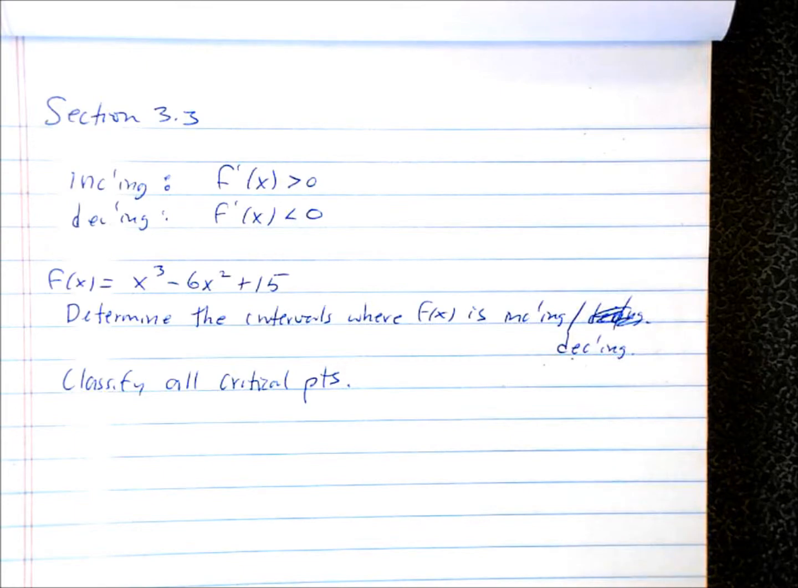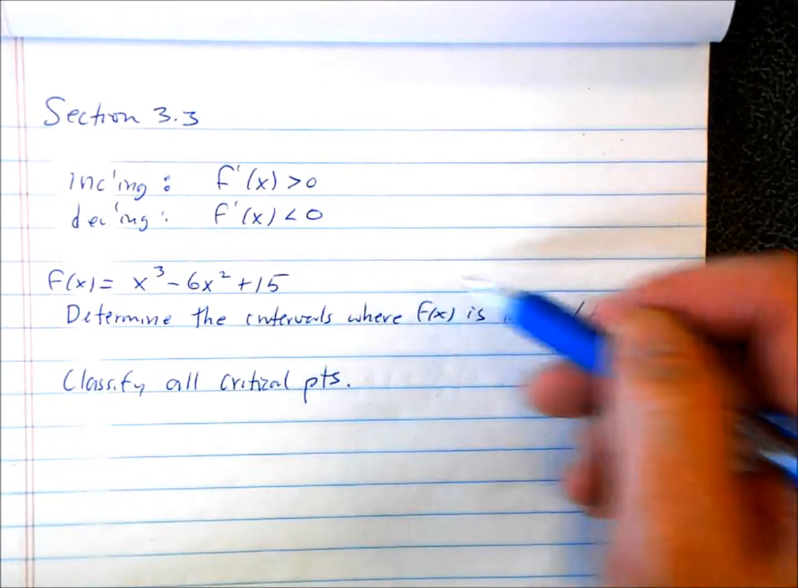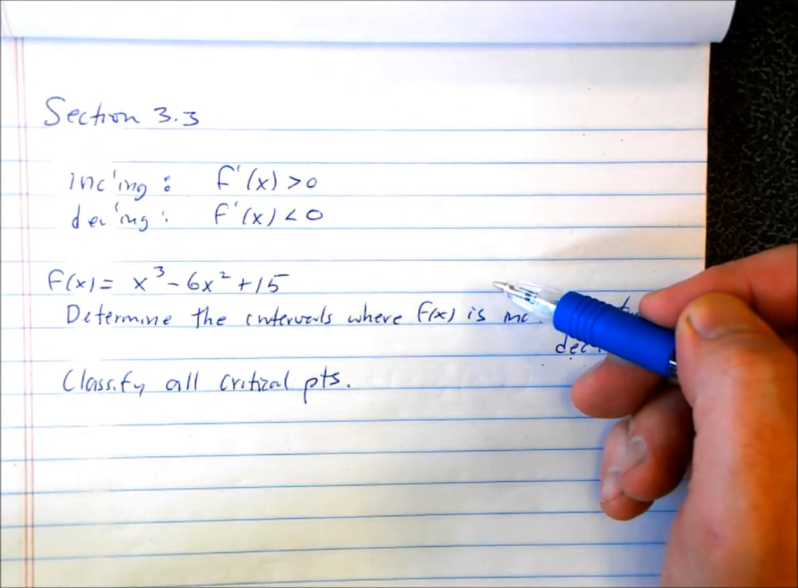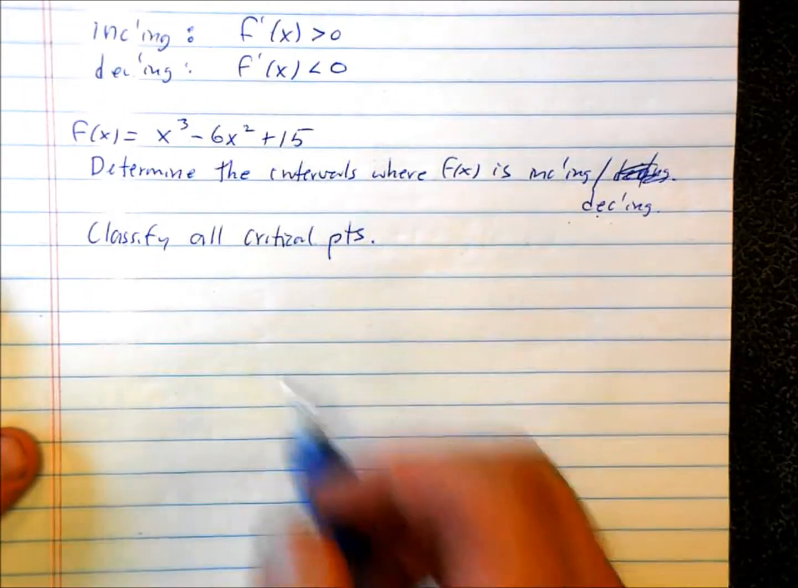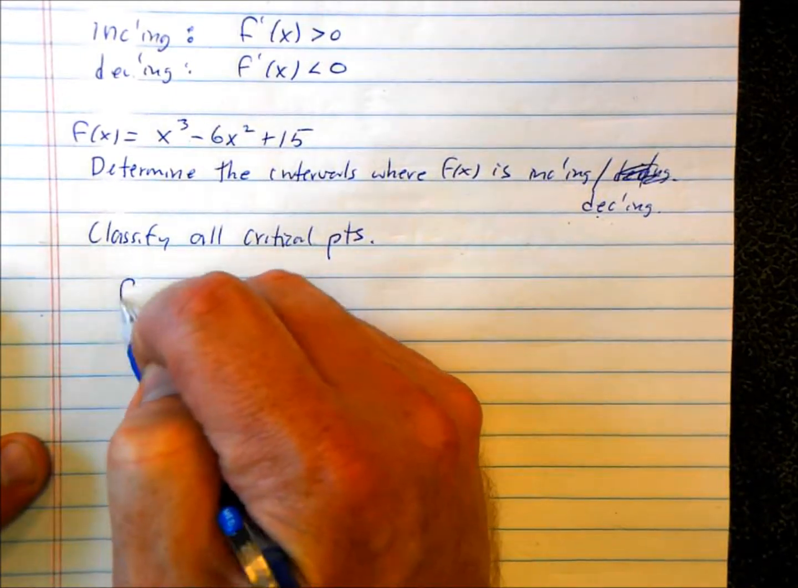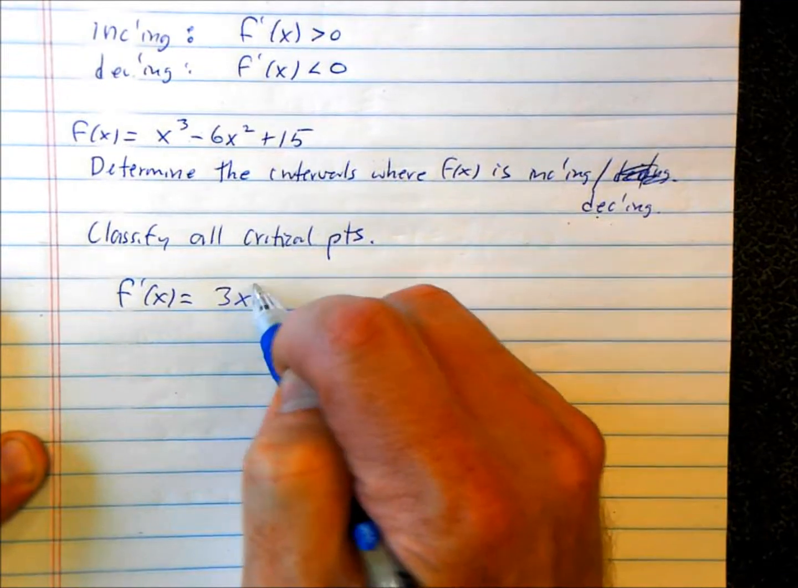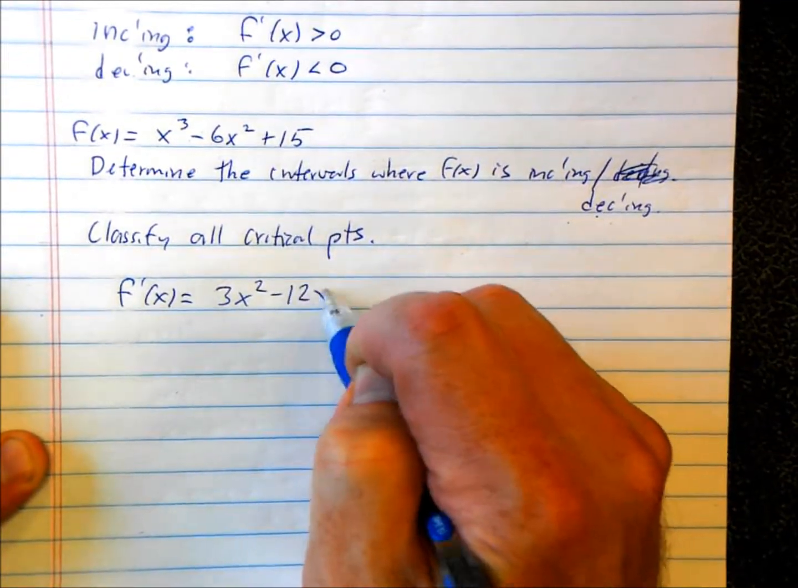We know about absolute if we only have a closed interval. If I gave you an interval like -2 to 5, then you could tell me absolutes, but not without an interval. All right, so what do we do? We take the derivative. That's almost always the right answer. The derivative is 3x squared minus 12x.